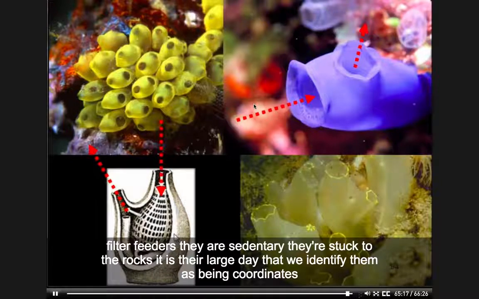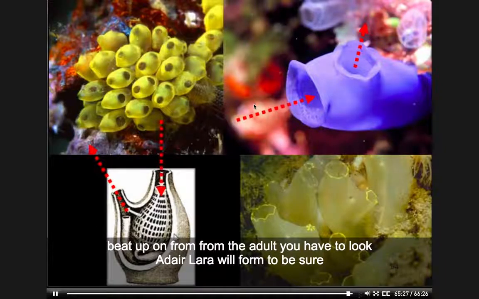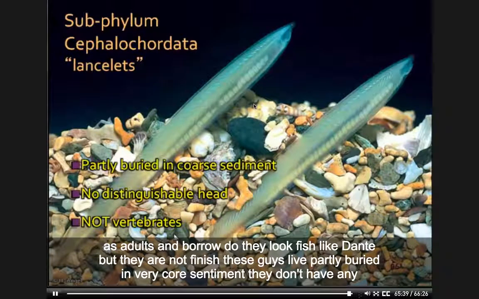It is their larvae that we identify them as being chordates. Of course, they're chordates even as adults, right? But you can't tell that from the adult. You have to look at their larval form to be sure. The last group here is the cephalochordates. They're cousins. These guys are the ones that exhibit all four chordate characteristics as adults. And boy, do they look fish-like, don't they? But they are not fish.